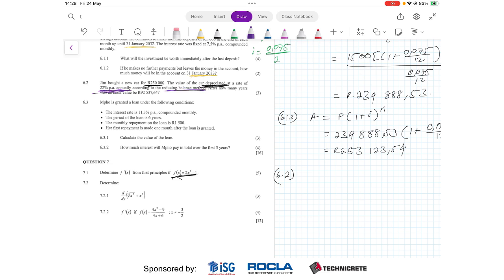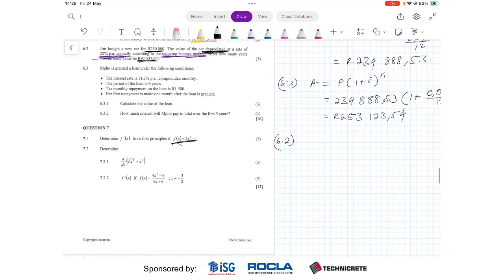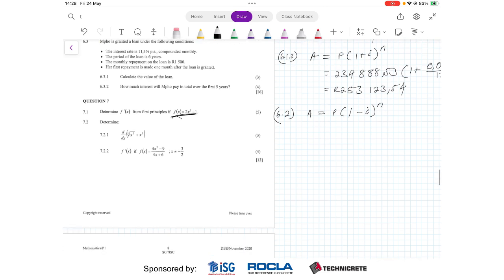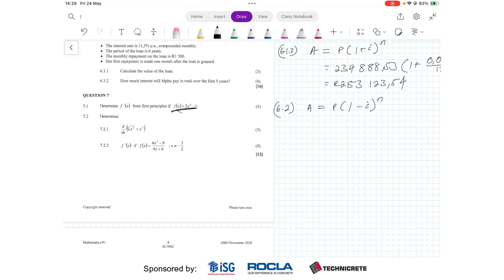So that immediately tells you what formula you need to use. You need to use the reducing balance formula. After how many years will its book value be 92,000? That is our final amount. So what is the formula for our reducing balance? The formula for our reducing balance is the future amount is equal to the principal amount multiplied by 1 minus the interest, all to the power of n, the number of months.